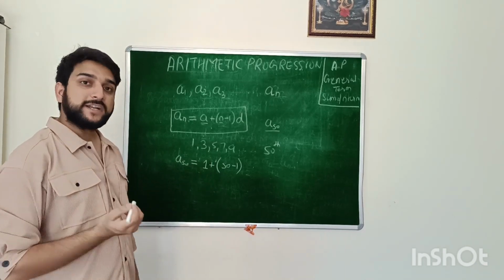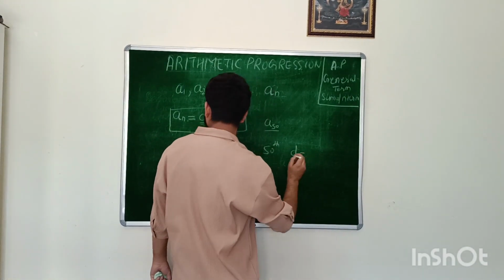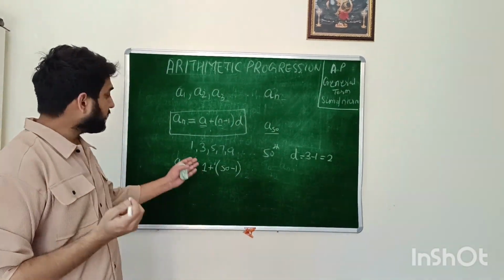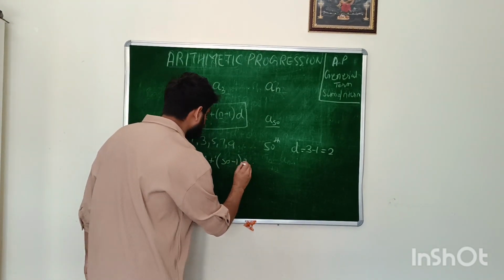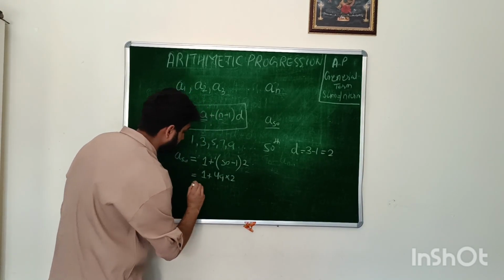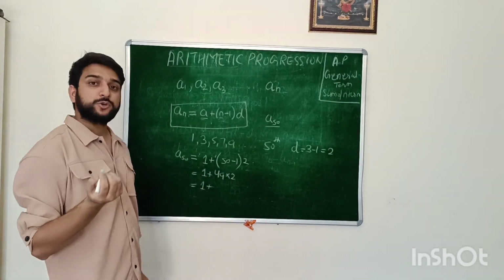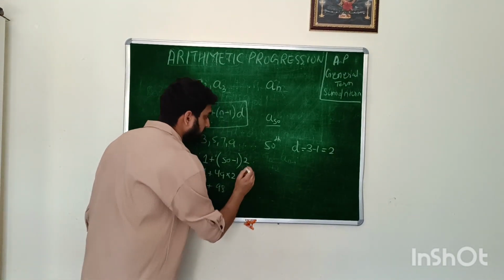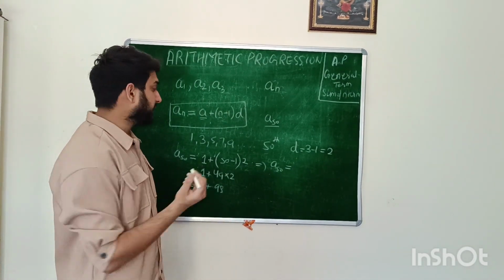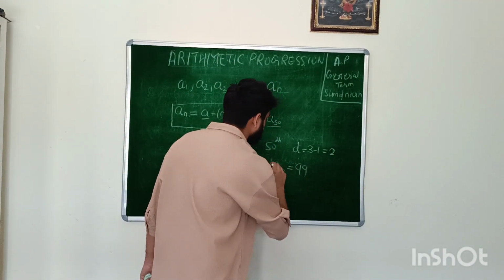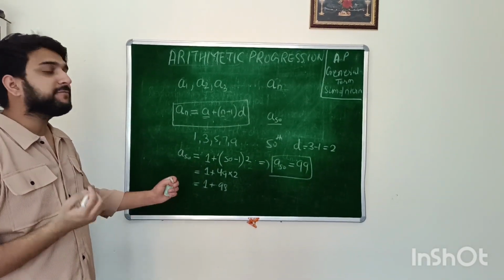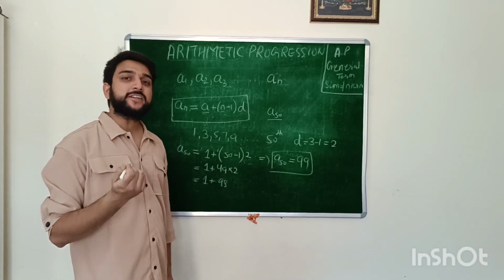In this sequence, what is our d? d is 3 minus 1, that is 2 here. So our common difference is 2 in odd numbers. So into 2. So 1 plus 49 multiply 2. This implies 1 plus 49 into 2 is 98. So our 50th term in the odd number sequence or odd number AP is 99. So with the help of this formula, the general term of an AP, we can find any number or any term in an AP.